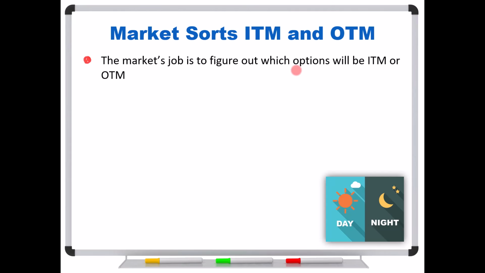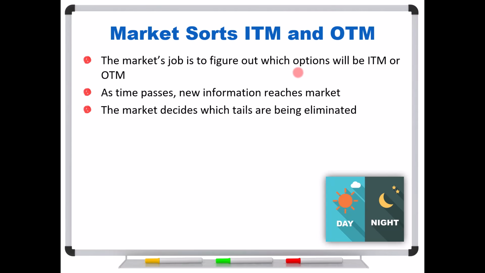That's it. So it's like we have somebody at the front of the room saying, okay, you, Mr. $100 strike, you go into the in the money line. You, Mr. 120 strike, go into the out of the money line. But at what point does the options market make those decisions? Well, again, as time passes, new information reaches the market. And the market decides which tails are being eliminated.